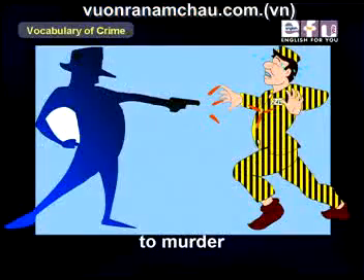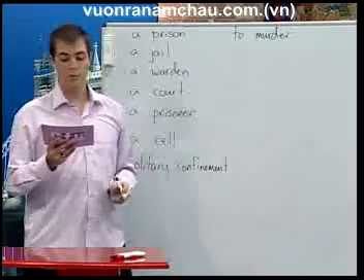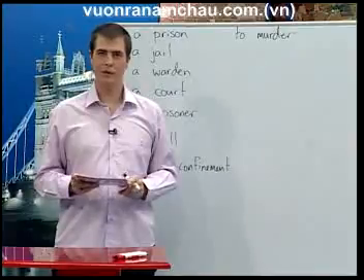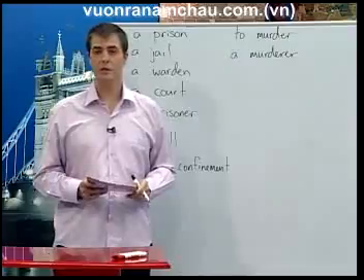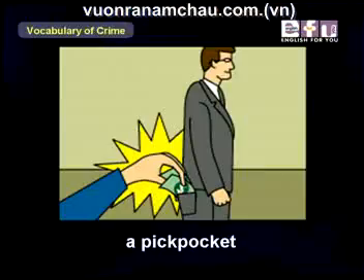Okay, we have a verb now. The verb is to murder. Well, to murder is to kill someone deliberately and illegally. And now we have a murderer. A murderer. Well, a murderer is a person who commits murder.